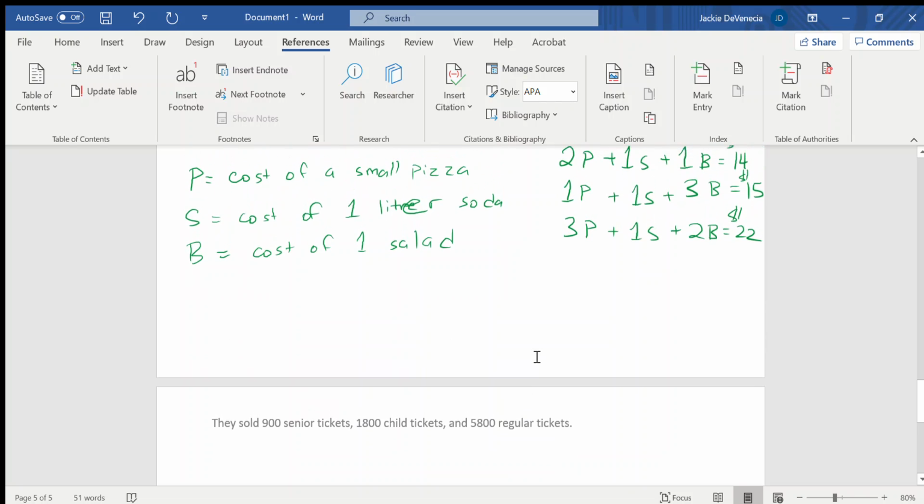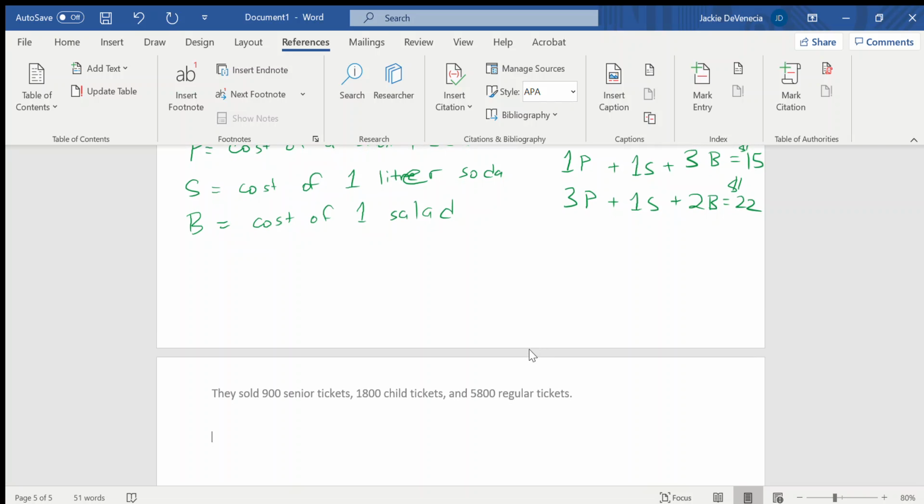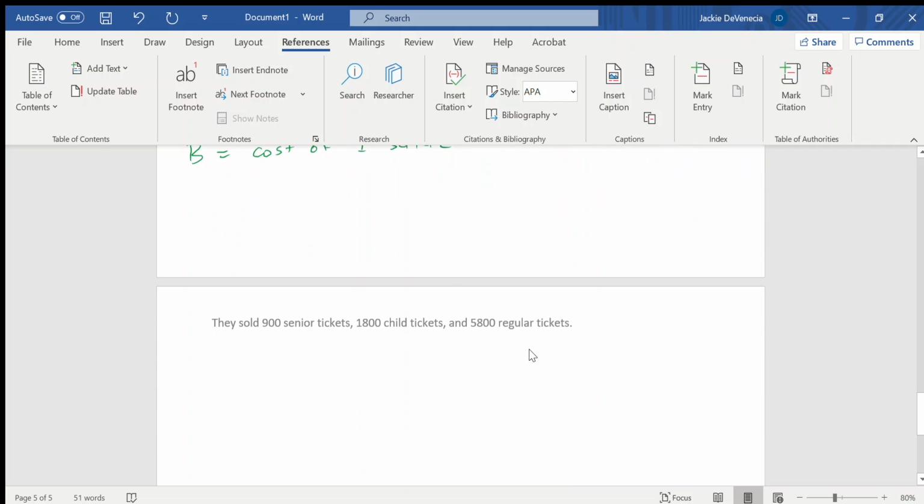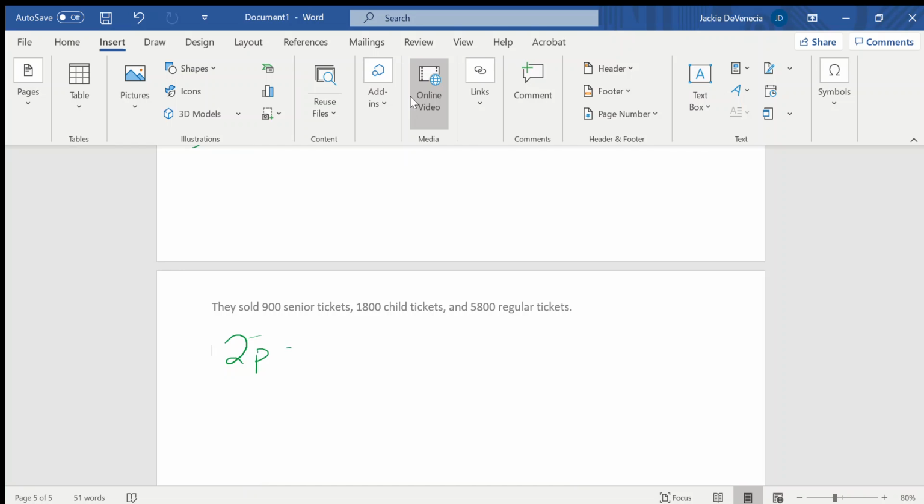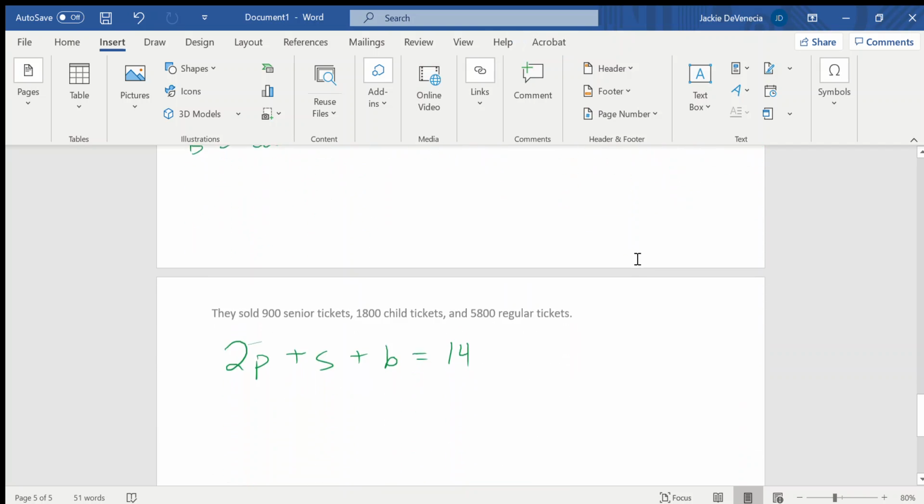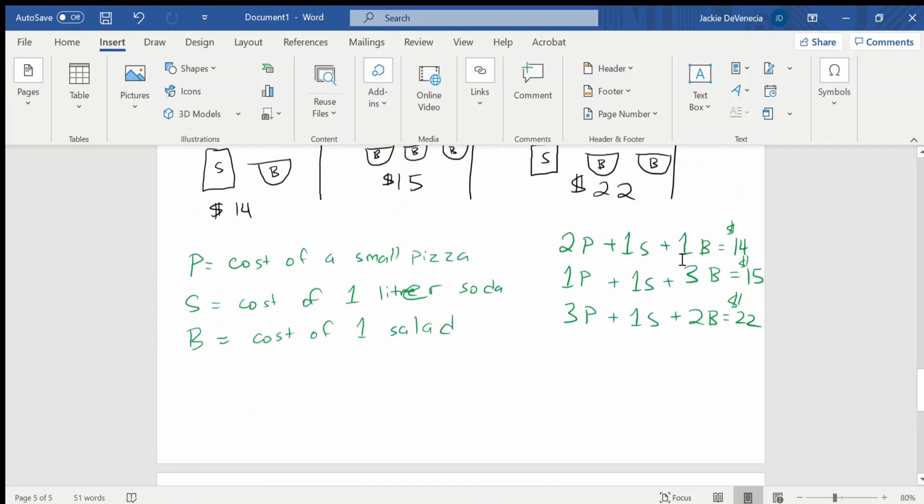So let me just rewrite them down here. And let's say if we just wrote them without the ones. So we have 2p plus s plus b is equal to 14. And then we have p plus s plus 3b is equal to 15.